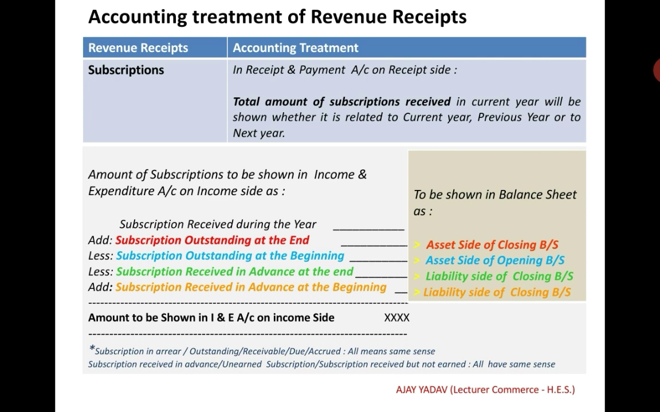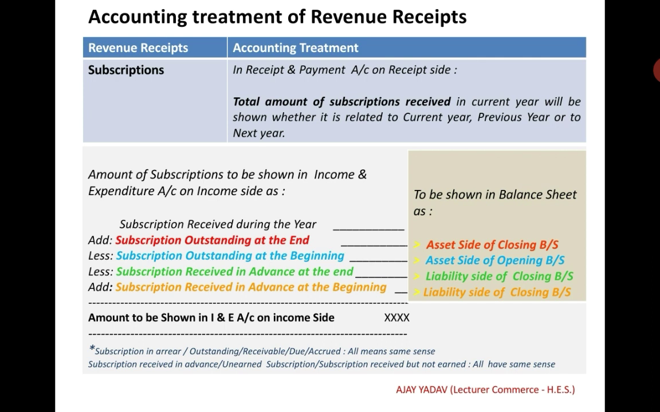On the income side, it is calculated as follows. First, we add the subscription outstanding at the end to the subscription received during the year. Then we less subscription outstanding at the beginning. We less subscription received in advance at the end, and then we add subscription received in advance at the beginning. The amount becomes the figure to be shown in the income and expenditure account on the income side.